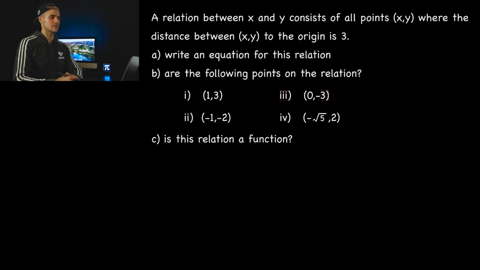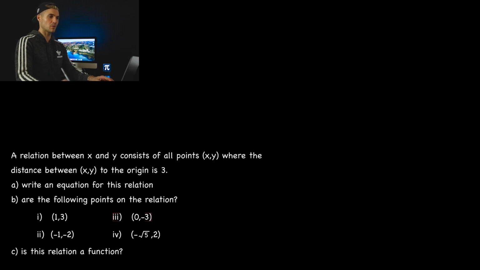So what it says here is a relation between x and y consists of all points x, y, where the distance between each of the points x, y to the origin is going to be 3. In part A, we have to write the equation for this relation. In part B, we have to figure out whether these coordinates are going to be on the relation. And then we have to state whether the relation is going to be a function or not. So let's read this carefully one more time.